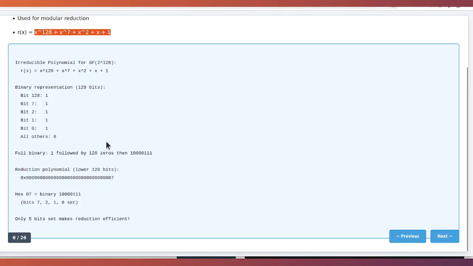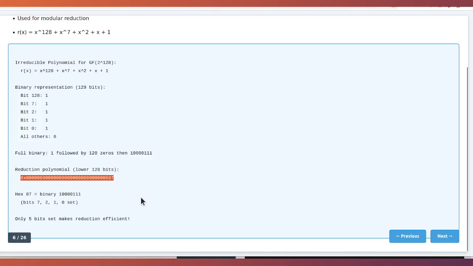If we were to write this polynomial in binary with all bits, it would have bit 128 set, then bits 7, 2, 1, and 0 set, with all other bits 0. That is beginning with 10 and ending with 111, with zeros in the middle. However, since we work with 128-bit values, we represent just the lower 128 bits for reduction. The representation is 0x beginning with 00 and ending with 87 in hexadecimal. The hex value 87 is 10000111 in binary, showing bits 7, 2, 1, and 0.